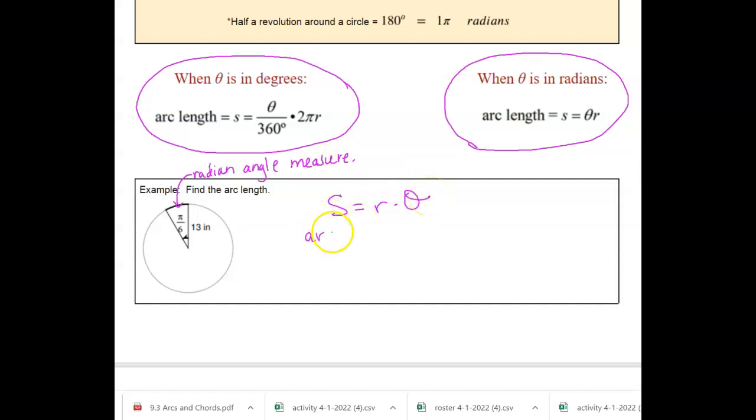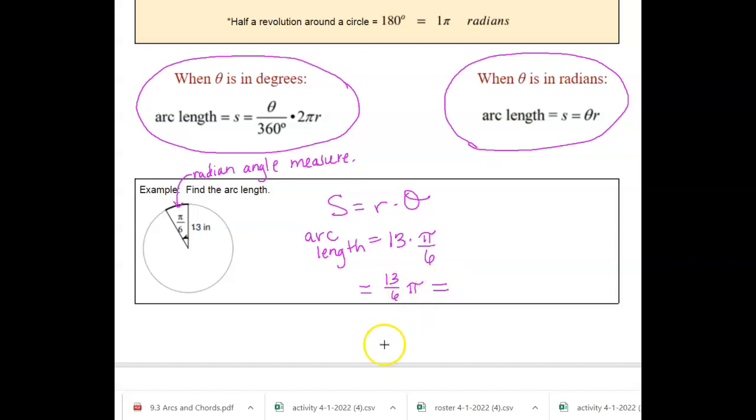So my arc length is equal to my radius, which is 13, times the measure of my angle, and this will be given to you. You will not be doing any converting in this class. You will do conversions in Sec 3. So my angle is pi over 6. With the pi symbol, you can leave that there. It's not a variable. Remember, pi is a number. But I can just write this as 13 over 6 pi.